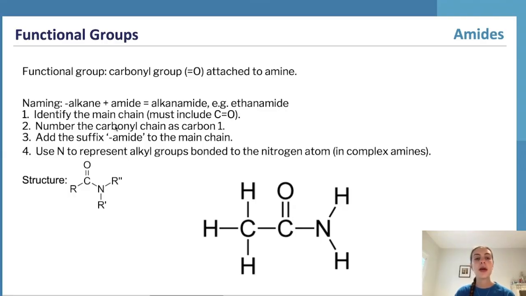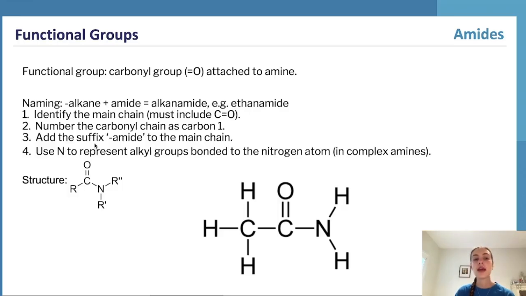We then need to number the carbonyl chain as carbon number 1. So this here being carbon number 1, that being carbon number 2, etc. And that's just our prioritization of functional groups because we want to show that the amide section of this chain is the priority. The next thing we need to do is add the suffix amide to the main chain.